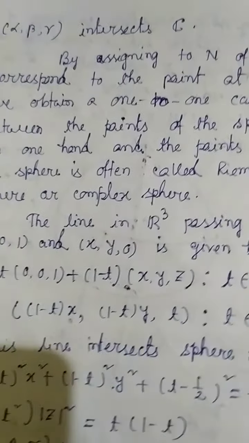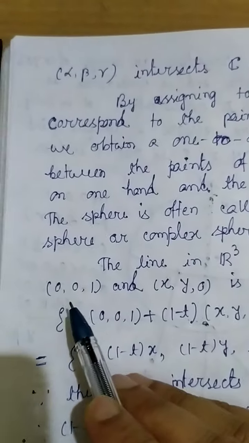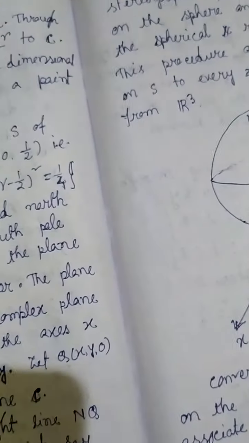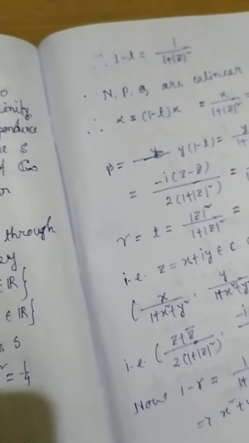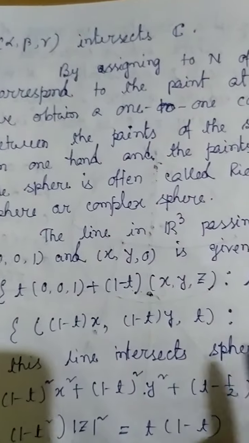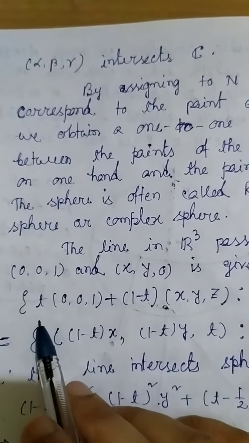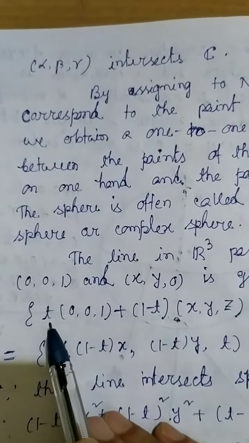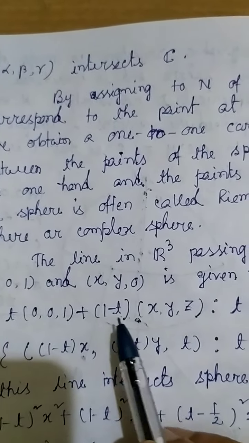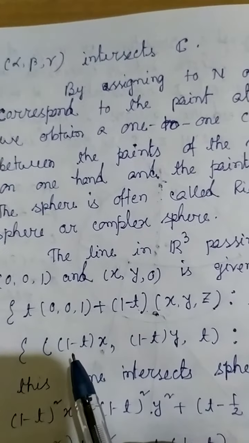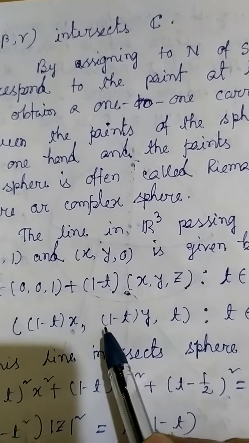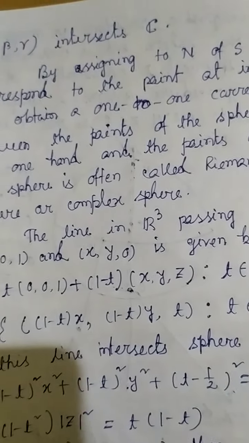The line in R cubed passing through the point (0, 0, 1), the north pole, and any point (x, y, 0), that is the point Q, is given by the equation of a line joining two points: t(0, 0, 1) + (1 - t)(x, y, 0), where t belongs to R. That is, we consider all points of the form ((1 - t)x, (1 - t)y, t), where t is a real number.